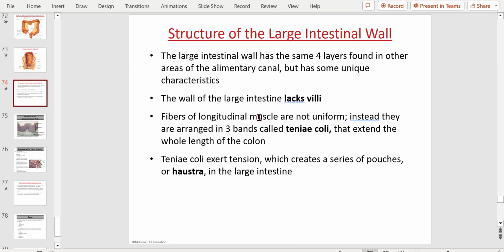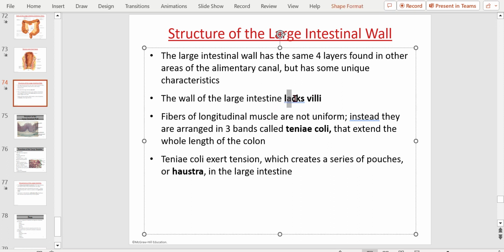The structure of the large intestinal wall has the same 4 layers: mucosa, submucosa, muscularis, and serosa. The walls of the large intestine do not have villi because they're not involved in food digestion. The large intestine is involved in water absorption and fecal compaction, and housing our bacterial flora, which give us vitamin K.